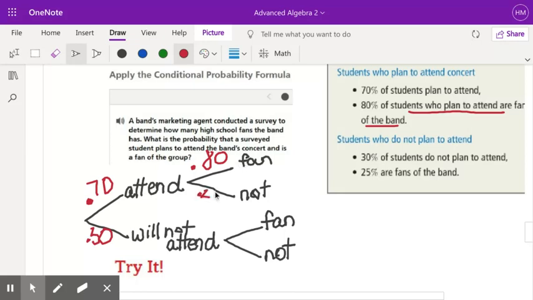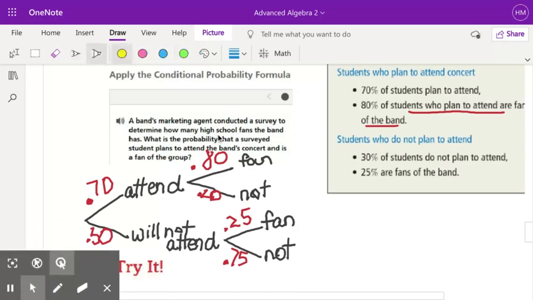And that allows me to have 100% on this branch. Then of the 30% who will not attend, 25% of those people are fans. Maybe they just had homework that they had to do and they couldn't go. And then 75% I can assume to not be fans, because then that would add to 100%.